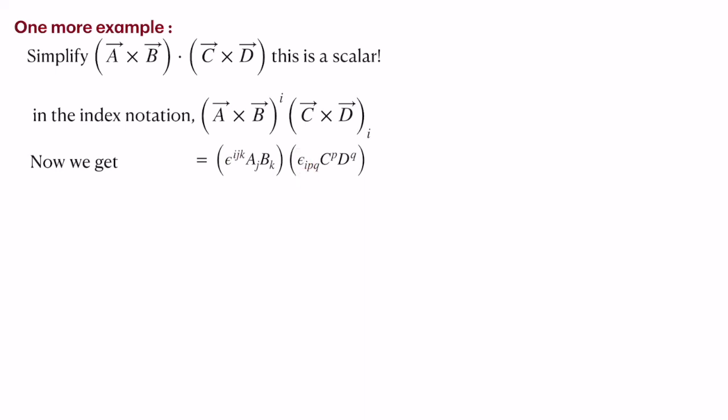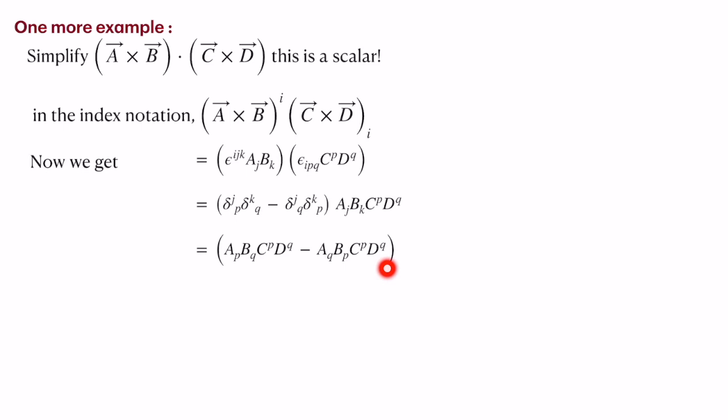First i and the first i are getting contracted, and that we can easily write in terms of delta: delta jp, delta kq minus delta jq, delta kp, and then the whole thing is multiplied by aj, bk, cp and dq. Now we can pull in corresponding quantities inside and then do the operation with delta. The j becomes p, which means we are taking the dot product between A and C, and k becomes q, which means we are taking the dot product between B and D. That is the first term. And the second term is the dot product between A and D and B and C.